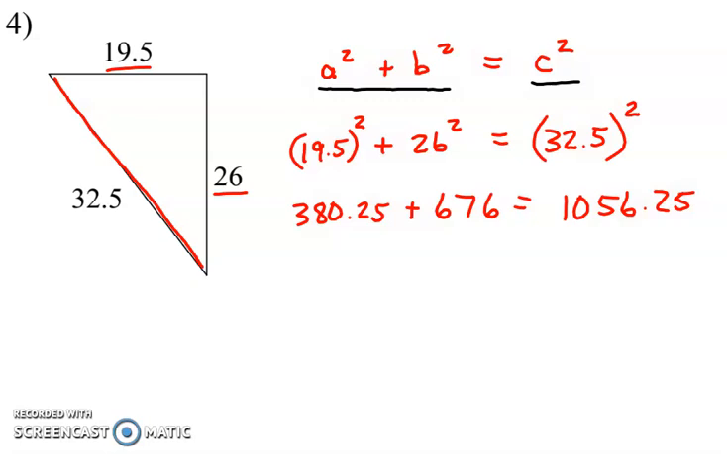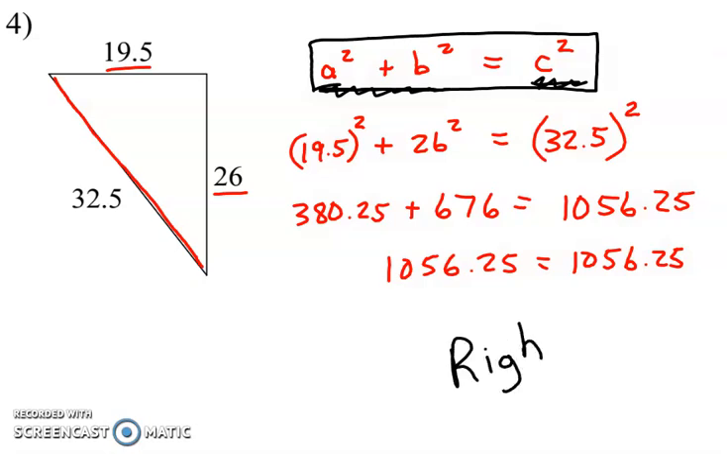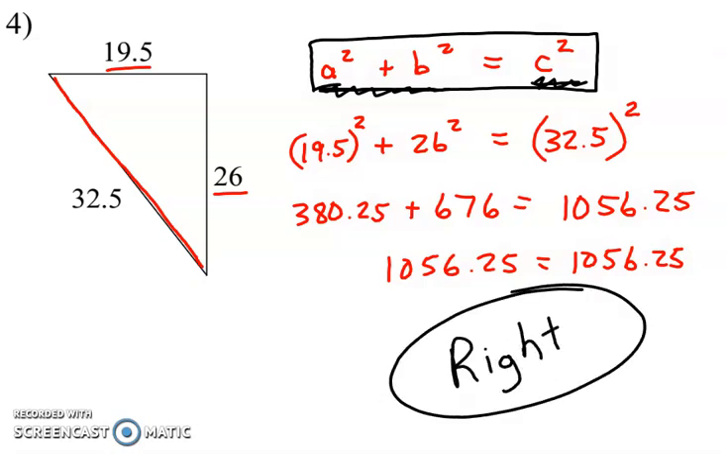Okay, so now I just need to simplify the left-hand side, and I want to take that 380.25 and add it to the 676. And when I do that, I get 1056.25. And look at that, it's the same as the right-hand side, 1056.25. And that tells me that this side was not any larger than this side, but that they really were equal. In other words, the Pythagorean theorem really works. Since the Pythagorean theorem only works in right triangles, this must be a right triangle.